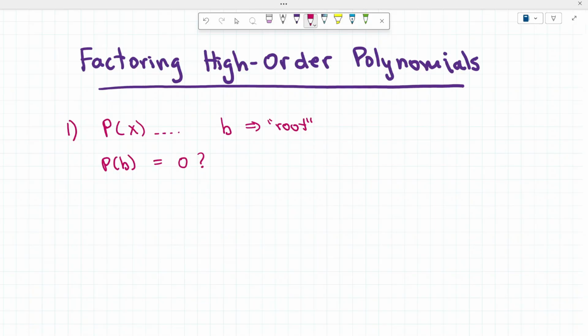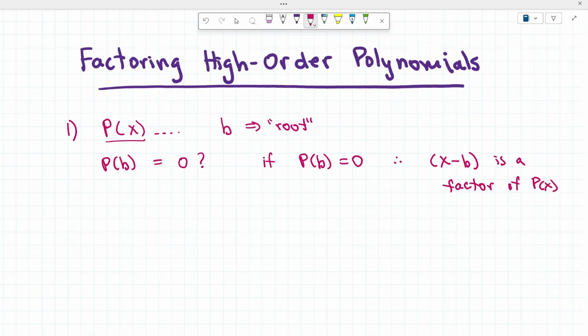If p of b equals 0, therefore, by the factor theorem, we have that x minus b is a factor of our p of x. Okay, let's talk about that once more. We have a polynomial p of x. We're testing some value b. If p of b equals 0, then x minus b is a factor of p of x. That means we can divide our polynomial by this factor, and we will get 0. So that's the first step.